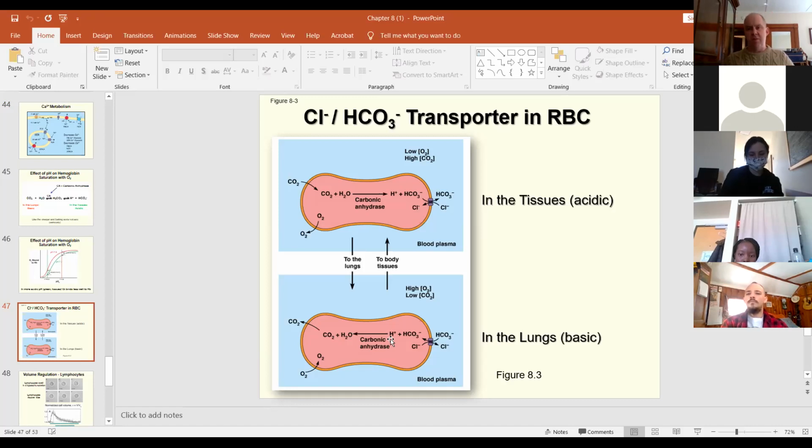So this mechanism is helping the hemoglobin to transport oxygen a lot better. Again, in the tissues, it's offloading oxygen because it gets acidic inside the cell, and in the lungs, it's onloading oxygen because it's getting basic inside the cell. And this bicarbonate chloride antiporter is helping that to happen, helping to keep it one directional.